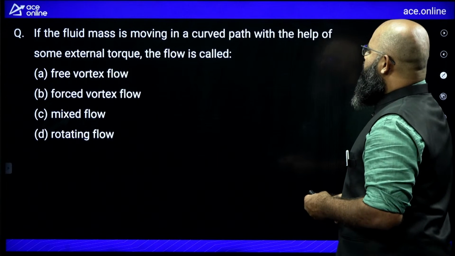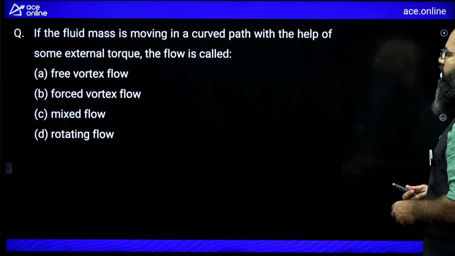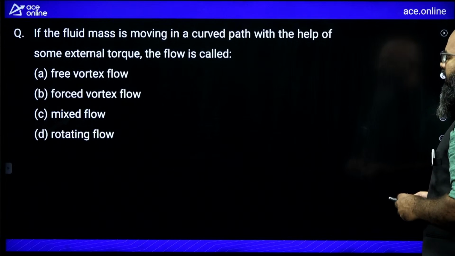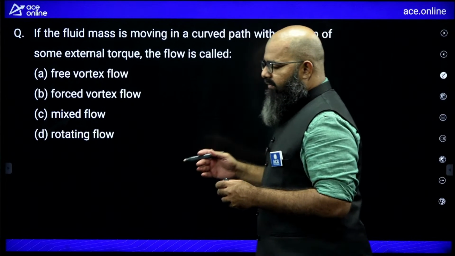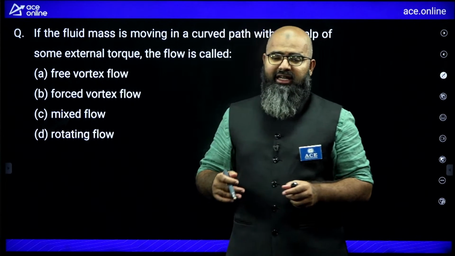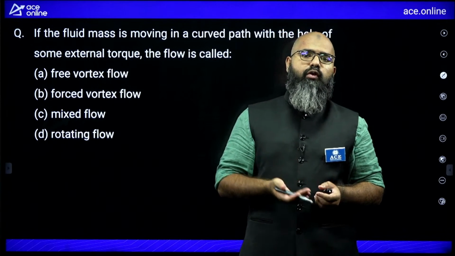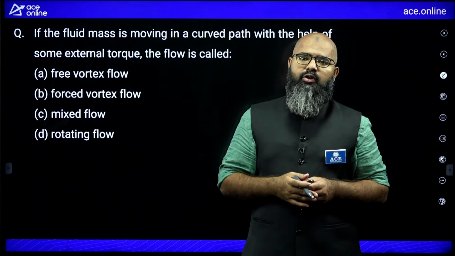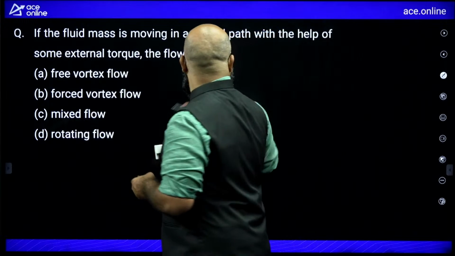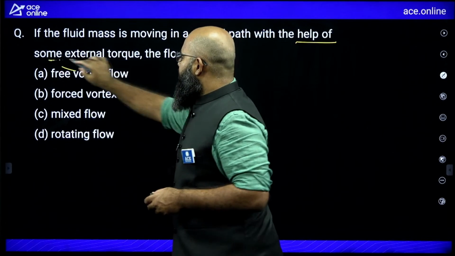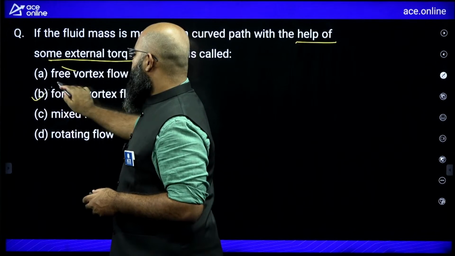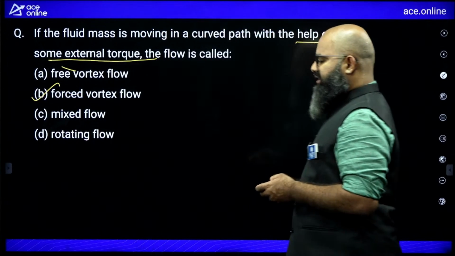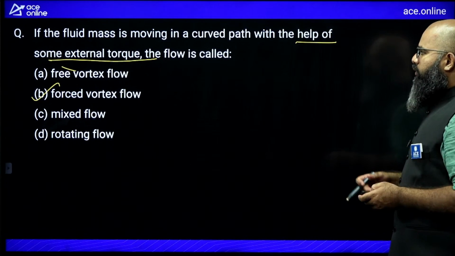If a fluid mass is moving in a curved path with the help of some external torque, the flow is called as. You see, whenever you are having a vortex flow where external torque is there, it is called as forced vortex flow. If there is no external torque, it is called as free vortex flow. So since he is mentioning with some external torque, we have to therefore take forced vortex flow as our answer. Moving further.